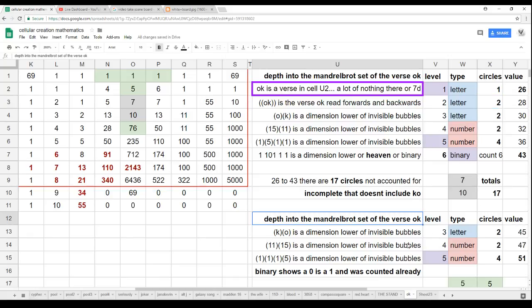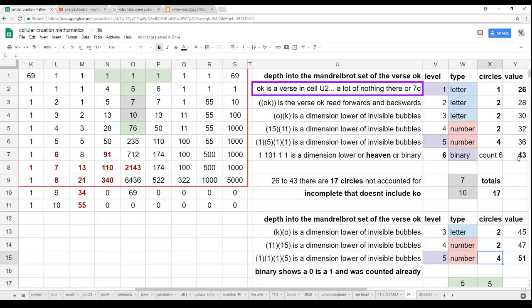So we're going to go depth into the manageable set, all the same titles up here. We're going to look at KO now. Now, because we've already done this guy, we've done this up to here. Okay. We're going to look at KO instead. As a dimensional lower, you're going to have 2 additional bubbles. Your 11, 15 instead of your 15, 11 for another 2 bubbles. And then your 1, 1, 1, 5 for your 4 bubbles is different.